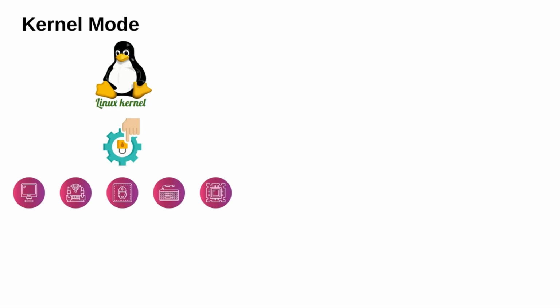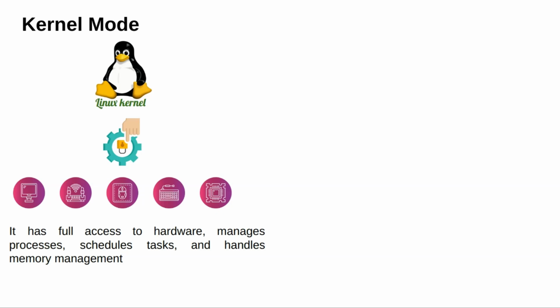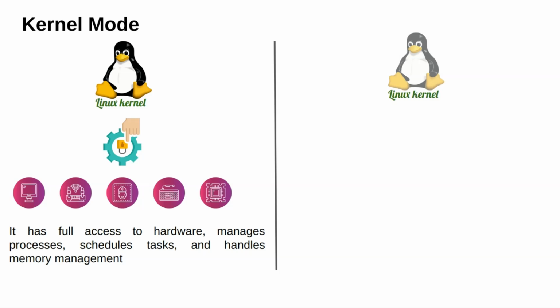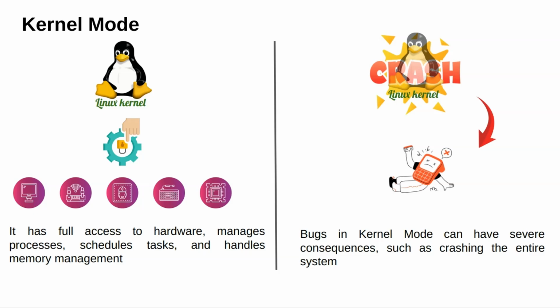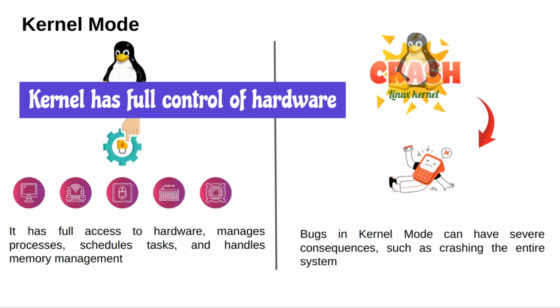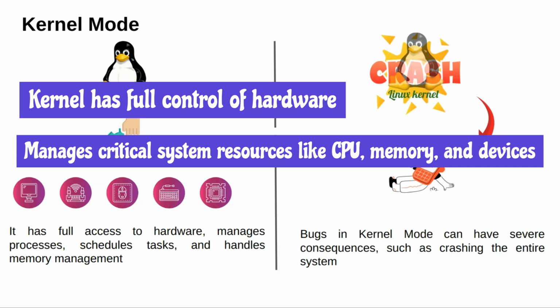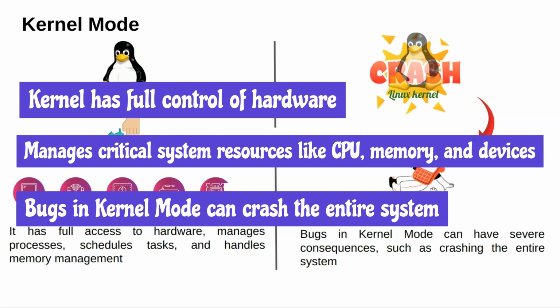What happens in kernel mode? Kernel mode is where the operating system kernel operates. It has the authority to manage hardware. It manages processes, schedules tasks, and handles memory management. But this power comes with risk. A bug in the kernel can bring down the entire system. In kernel mode, the kernel has full control of hardware, manages critical system resources like CPU, memory, and devices, and a bug in kernel mode can crash the entire system.